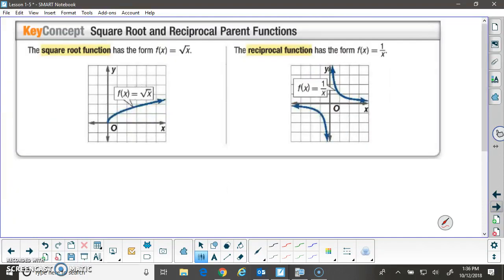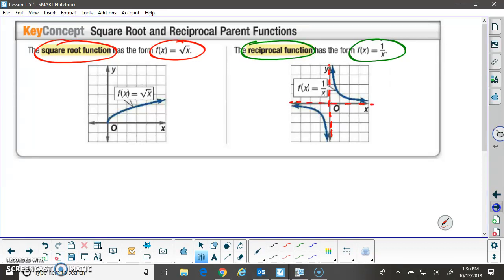We also have a square root function. The square root function obviously needs to have a square root in the equation, and it looks like half of a sideways parabola, as you can see on that particular graph. We also have a reciprocal function. A reciprocal function takes on the form of f of x equals 1 over x, and these graphs have vertical asymptotes and horizontal asymptotes. You can see that on this particular graph we'd have a horizontal asymptote at 0, we'd have a vertical asymptote at 0, and it produces a graph in opposite quadrants.